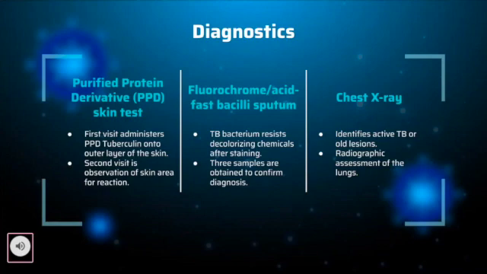Then there is also the fluorochrome acid-fast bacilli sputum test. TB bacterium normally resists decolorization chemicals after being stained, and 3 samples are obtained to confirm positive diagnosis.